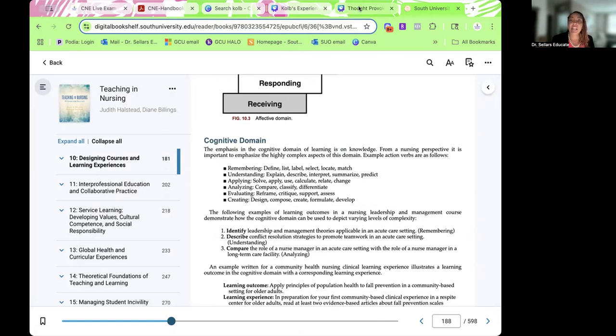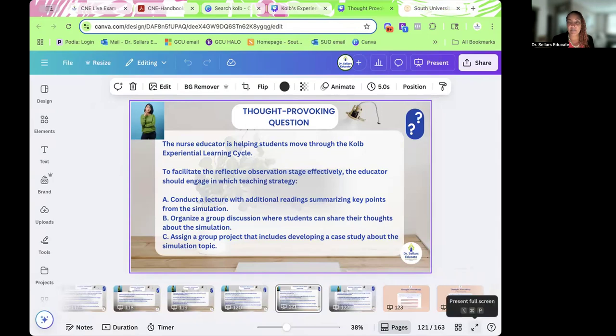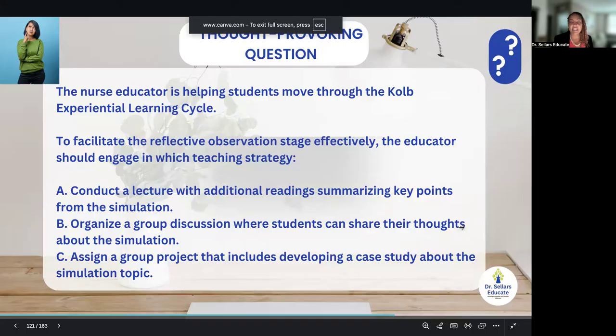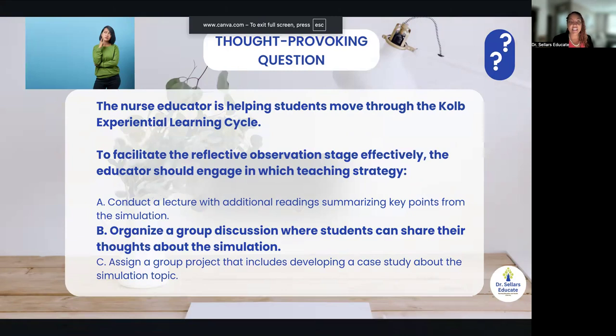All right, and then last but not least, we're going to wrap up. We didn't forget about the thought-provoking questions. So let's see how many of you chose the correct answer. If you chose B, organize a group discussion where students can share their thoughts about the simulation, you're absolutely correct. This is going to help align with David Kolb's reflective observation stage to help support students as they move forward on the learning journey.